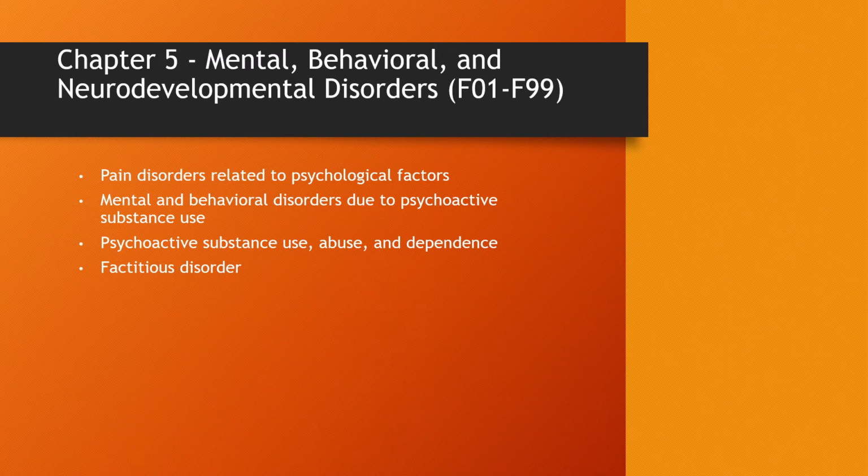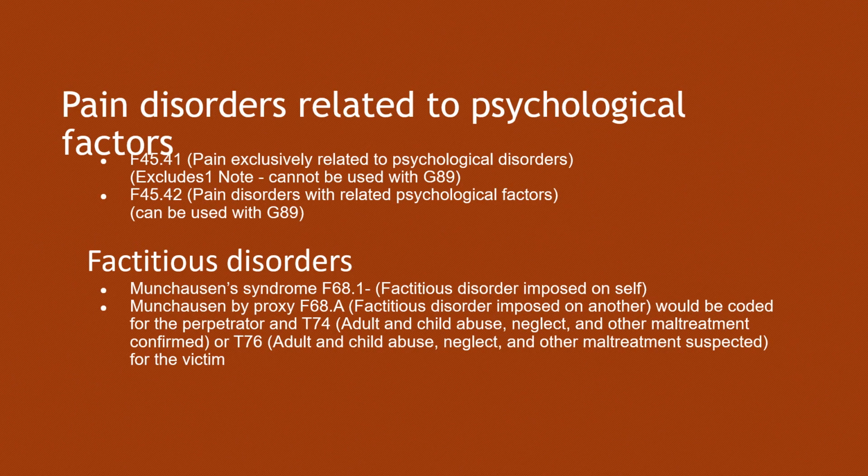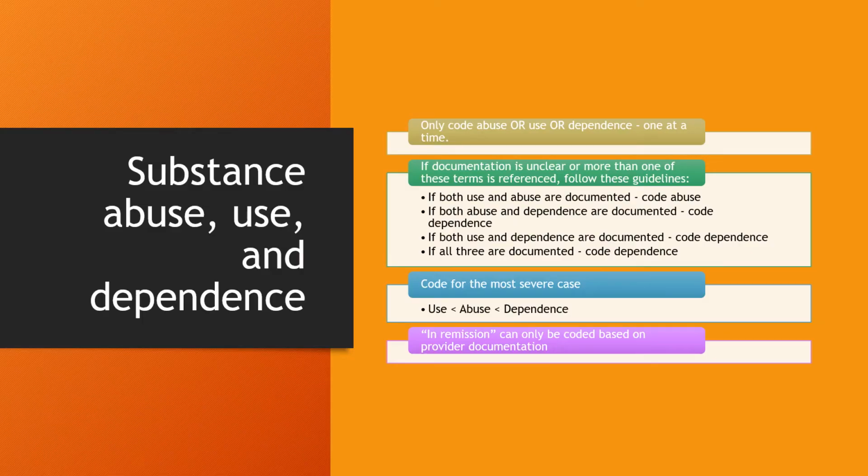Chapter 5. Mental, Behavioral, and Neurodevelopmental Disorders. Codes from this chapter all begin with the letter F. Psychoactive substance abuse, use, and dependence. You would only code either abuse or use or dependence one at a time.